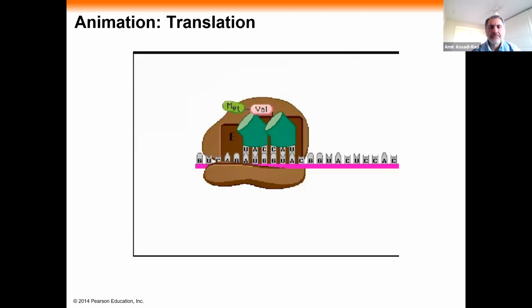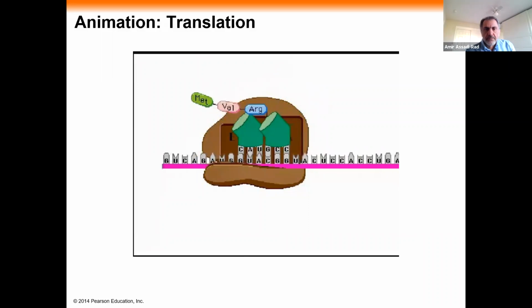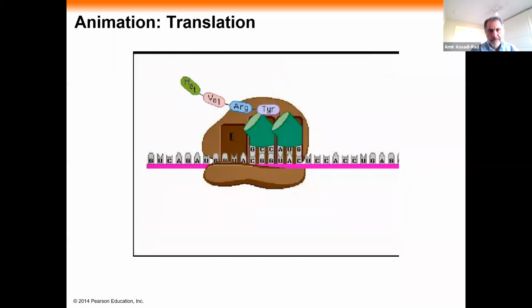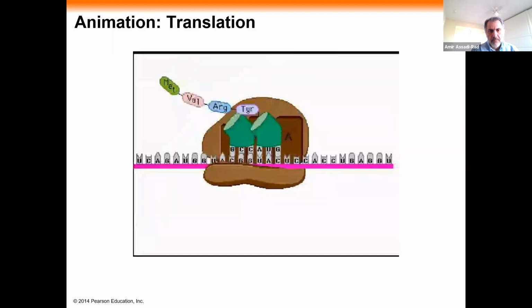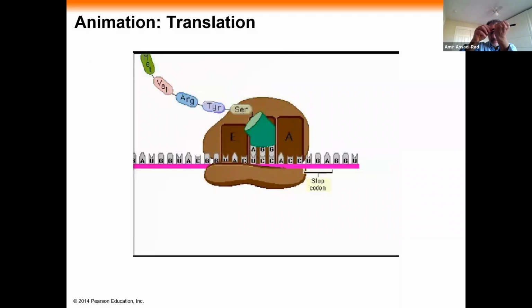The tRNA in the A site now translocates to the P site. The tRNA that was in the P site moves to the E site and exits from the ribosome. Meanwhile, a new tRNA brings its amino acid to the A site and the process is repeated. As I showed it to you guys like this.